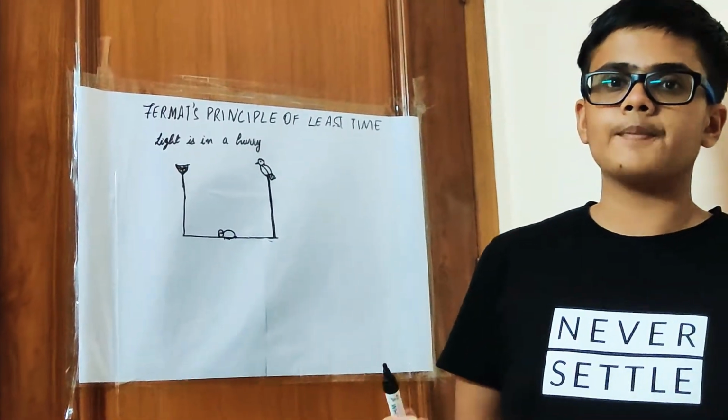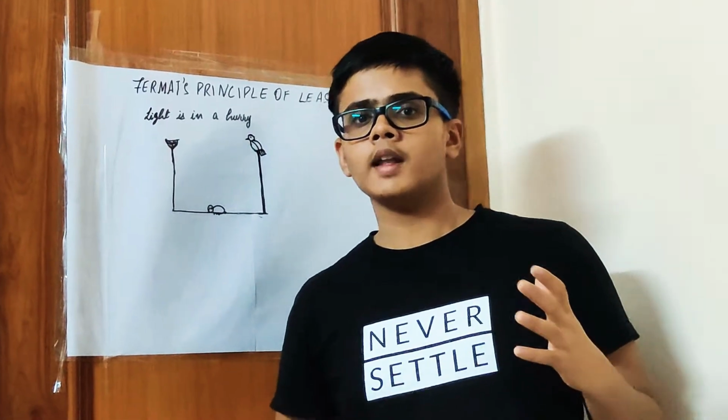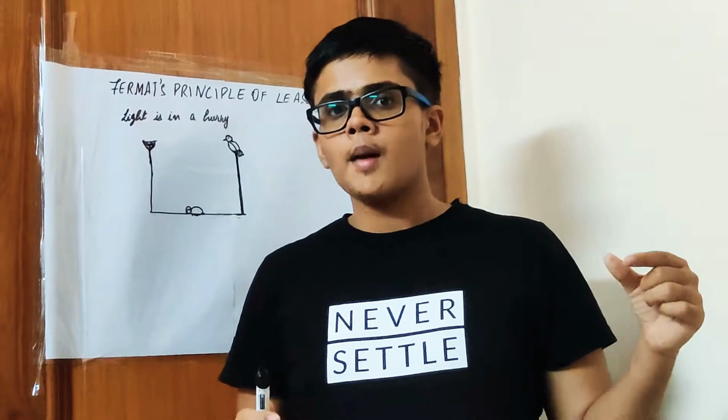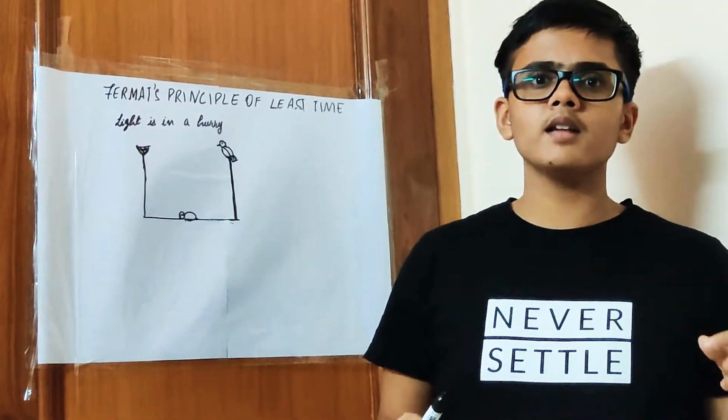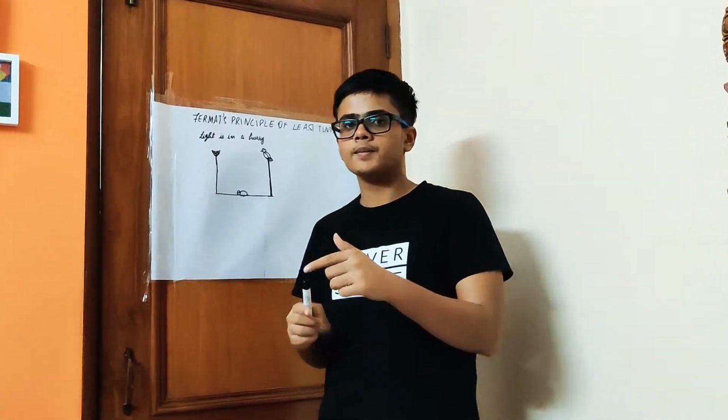Let's suppose you live in a city and you want to go from one place to the other place. Now the shortest path connecting them would be the straight road connecting them. But suppose there is a lot of traffic, so your father might take the other route which is longer, but then you would reach quicker. So light would also take that route.